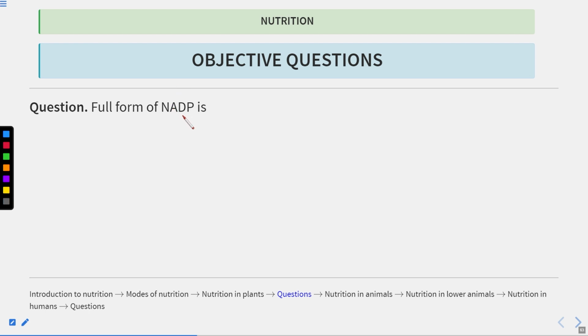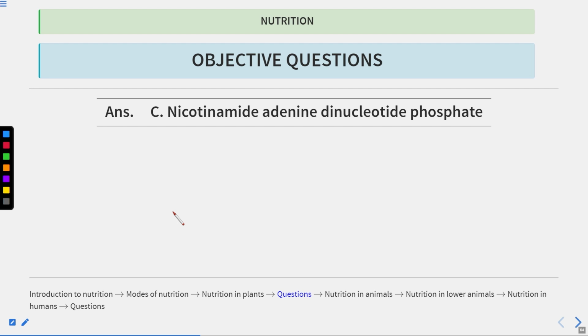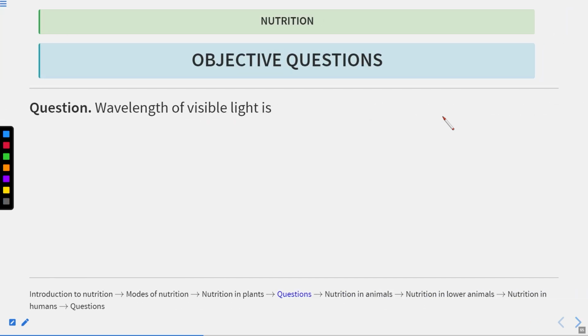Now, the next question is, what is the full form of NADP? NADP is a coenzyme. The options are nicotinamide dinucleotide phosphate, nicotine adenine dinucleotide phosphate, option C is nicotinamide adenine dinucleotide phosphate, and option D is none of the above. So here the correct answer is option C, nicotinamide adenine dinucleotide phosphate. This is the full form of NADP.